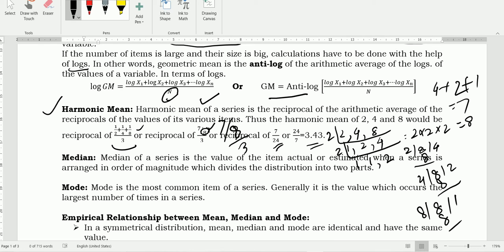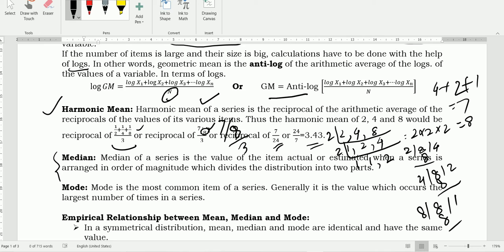And next we have another one, that is the median. We shall calculate the median. The median of a series is the value of the item, actual or estimated, when a series is arranged in order of magnitude, which divides the distribution into two parts. That means the median is the value of the series which is located in the middle of the series when the data is arranged in ascending or descending order.